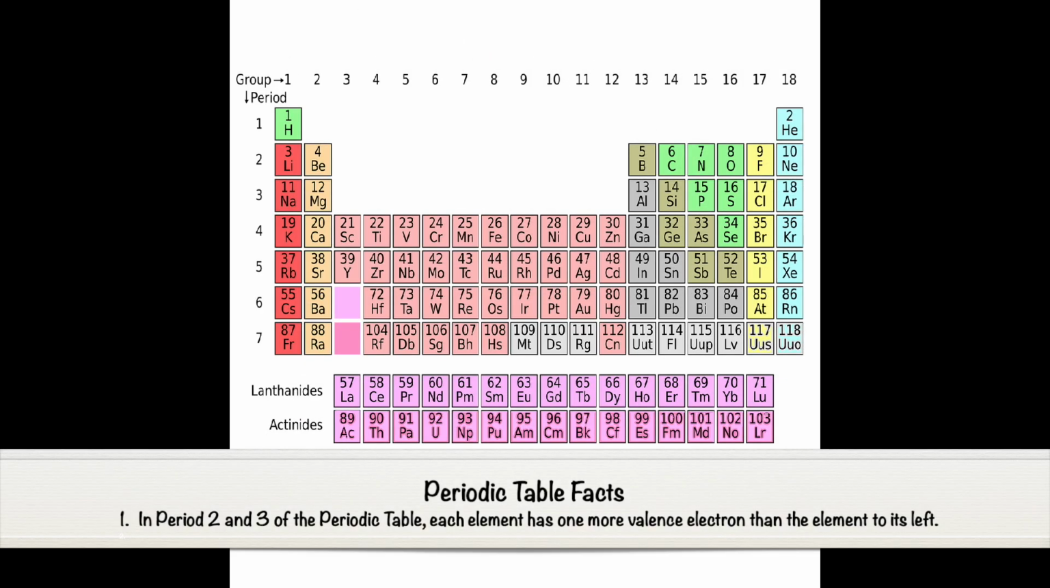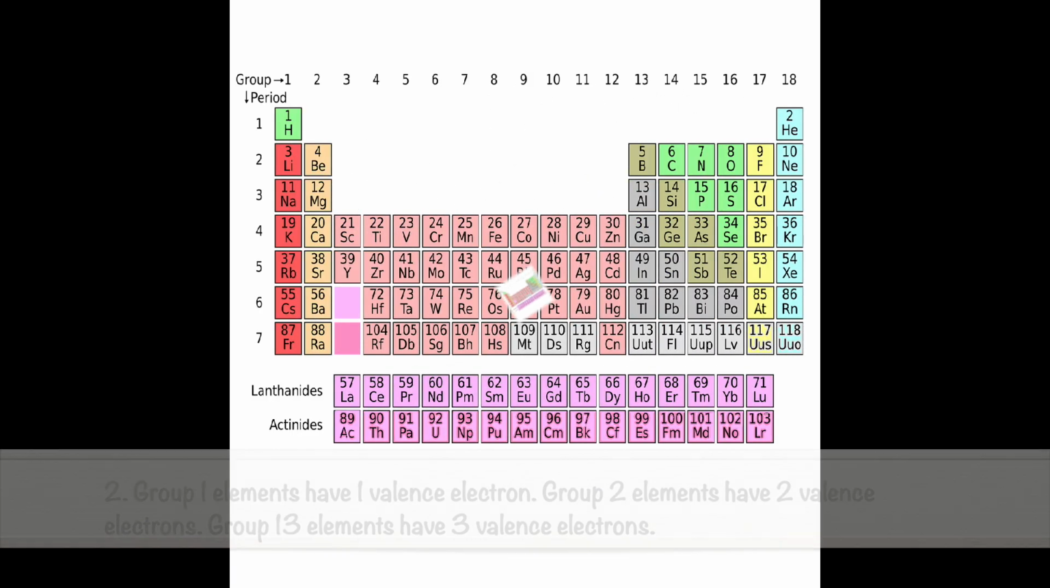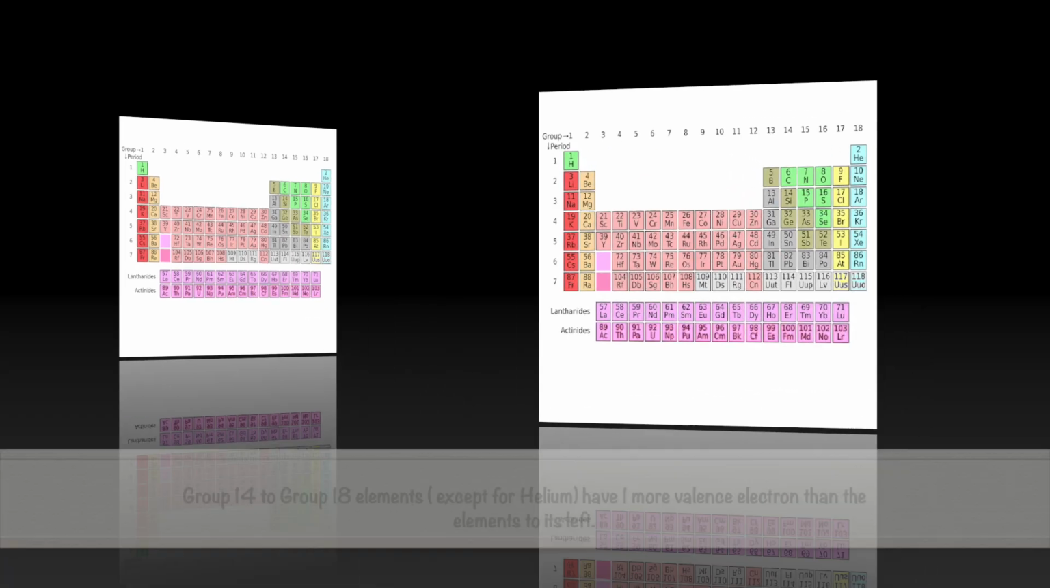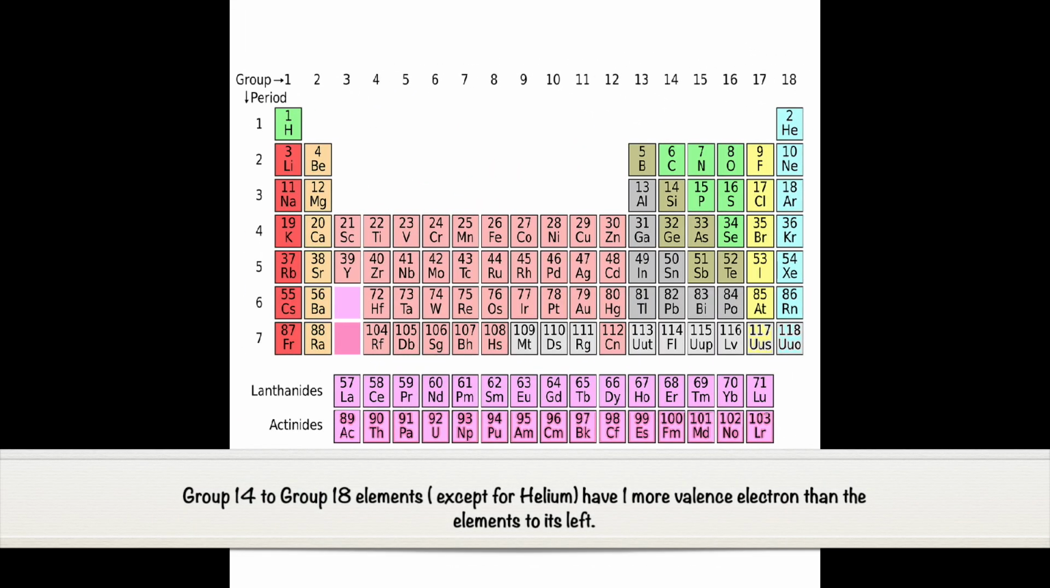Periodic table facts. 1. In period 2 and 3 of the periodic table, each element has one more valence electron than the element to its left. 2. Group 1 elements have 1 valence electron. Group 2 elements have 2 valence electrons. Group 13 elements have 3 valence electrons. Group 14 to Group 18 elements, except for helium, have 1 more valence electron than the elements to its left.